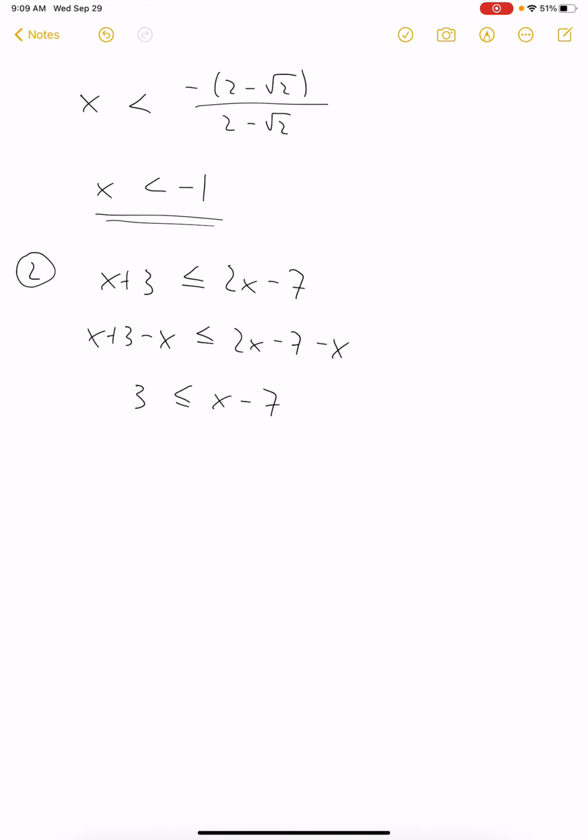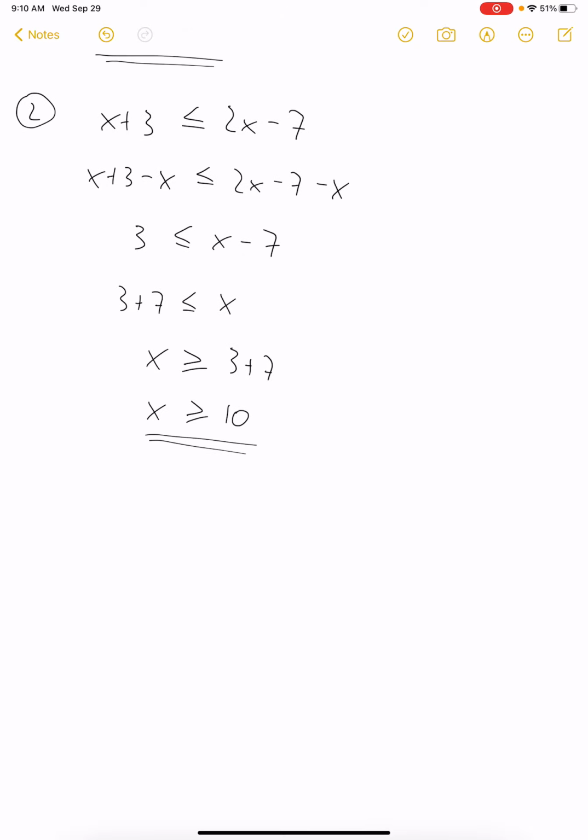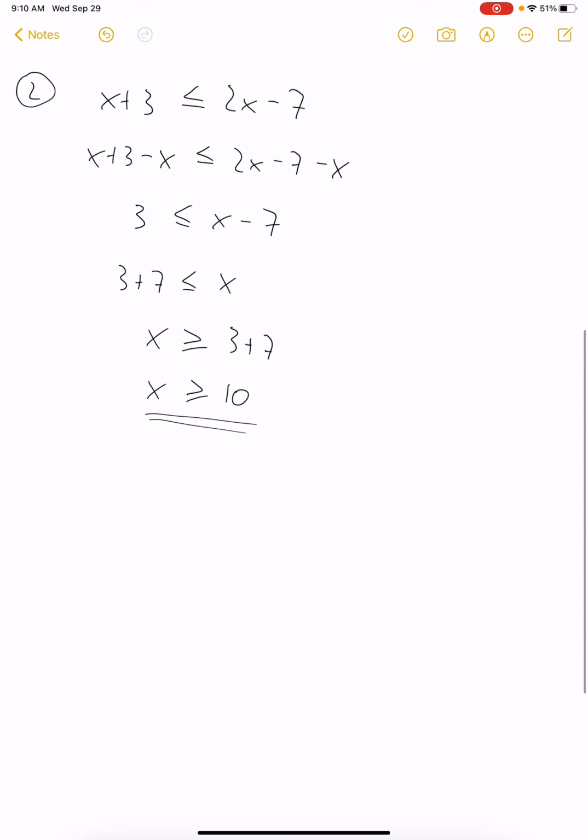As the next step, we will add 7 to both sides of the equation, which means 3 plus 7 is smaller than or equal to x. We can flip the left and right hand side if we also flip the inequality sign. So we look at x is larger than or equal to 3 plus 7, or x is larger than or equal to 10. So the solution to the problem are all numbers that are greater than or equal to 10.